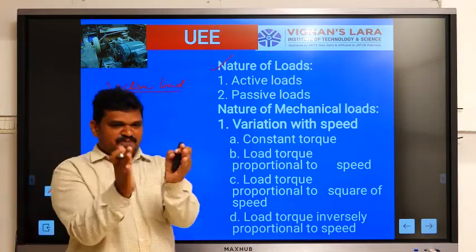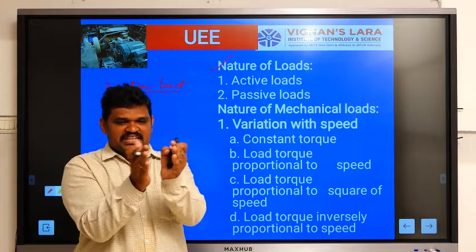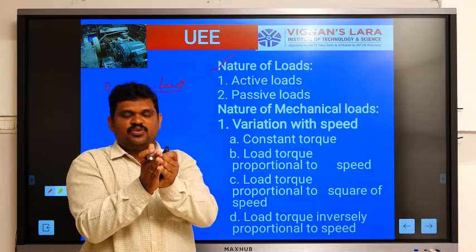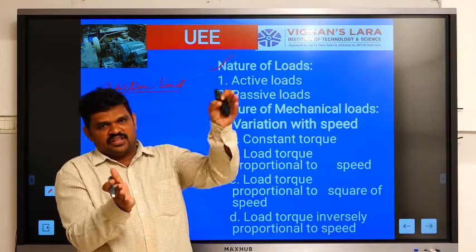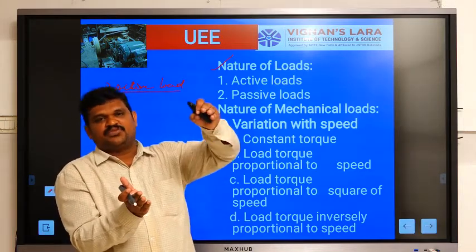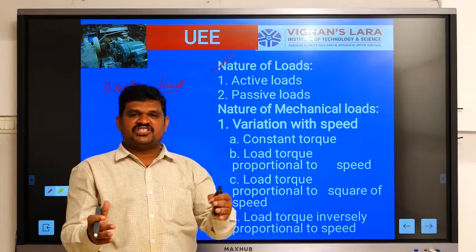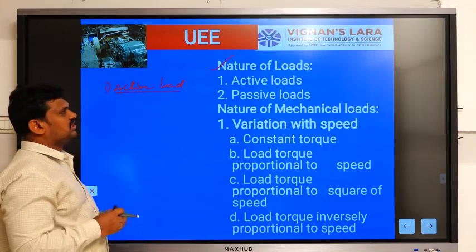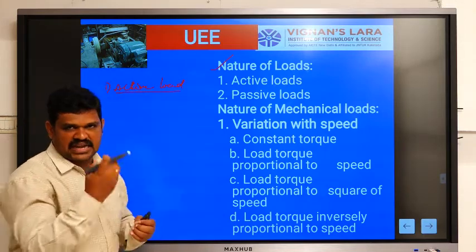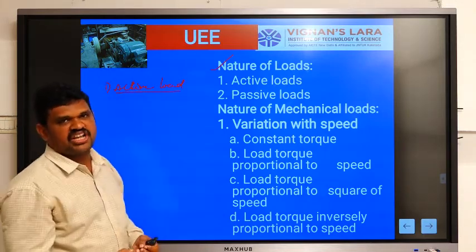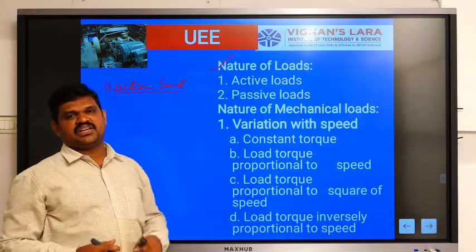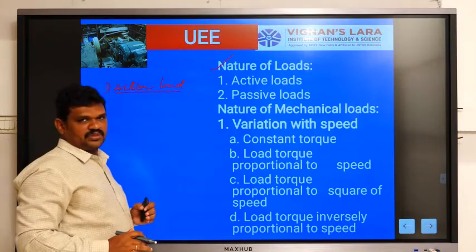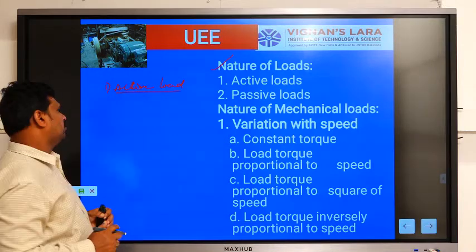If you compress a spring, because of its elastic property, it moves in the opposite direction to the applied pressure. It is also an active force. Potential energy is also an active force. So the load or the torque produced based on gravitation or potential energy or the elastic property of the material, those loads are called the active loads.